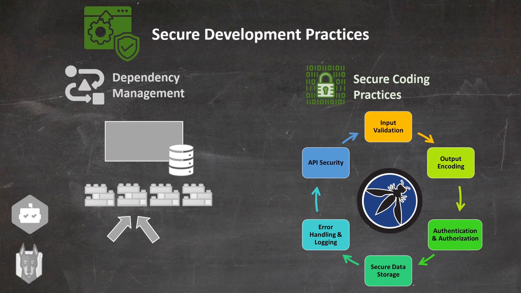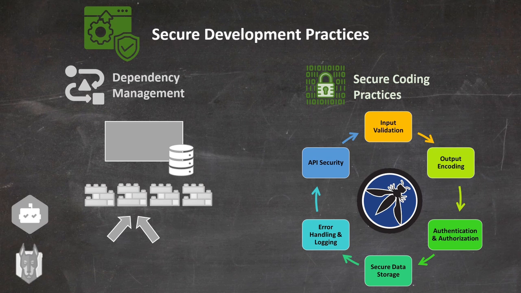Code reviews are another crucial aspect of secure development. They're not just about catching bugs or improving code quality, they're an opportunity to spot potential security issues. So, train your team to look for security vulnerabilities during code reviews. This could include things like hard-coded credentials, inadequate access controls, or improper handling of sensitive data. Consider as well implementing a security champion program where team members receive additional security training and act as the first line of defense against potential vulnerabilities.